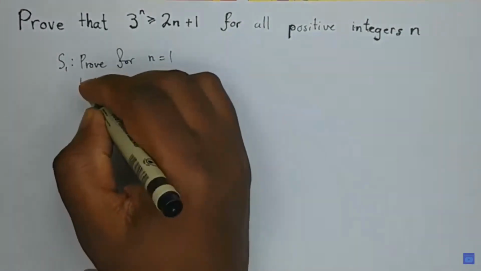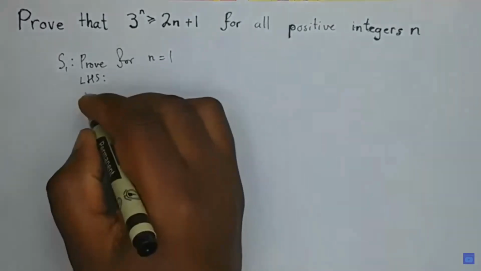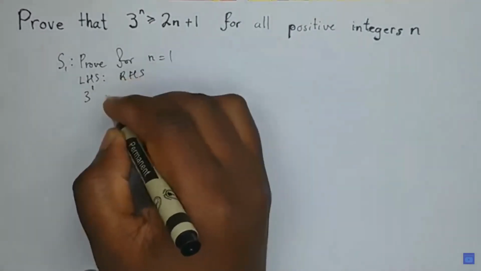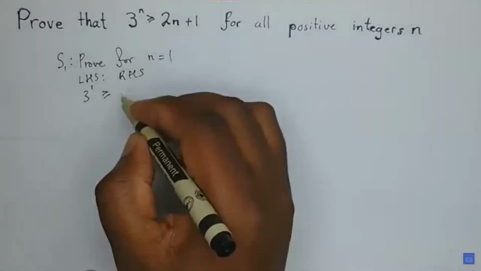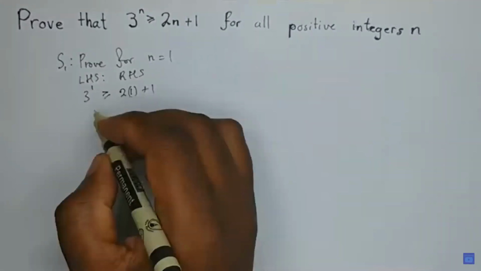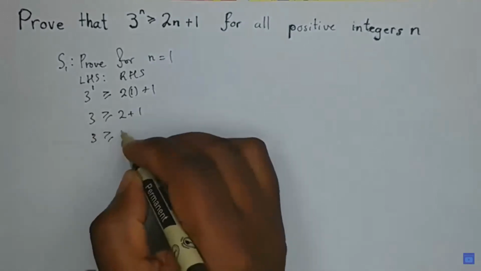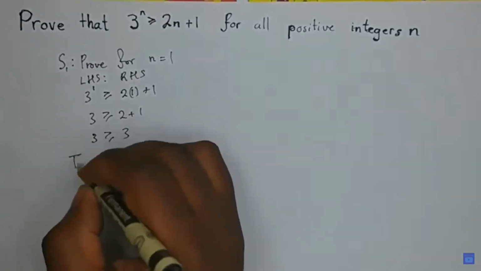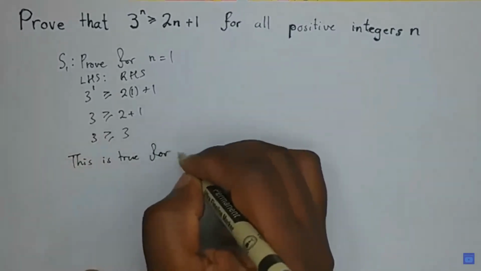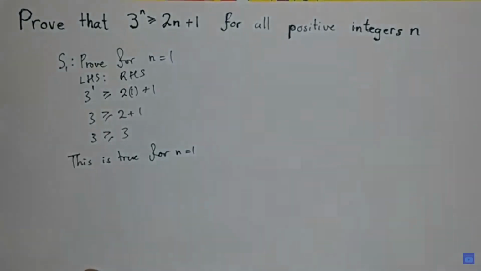So on the left-hand side, we have 3 to the power 1. And on the right-hand side, this should be greater than or equal to 2 times 1 plus 1, where we just replace n with 1. So this will be 3, greater than or equal to 2 plus 1. 3 is greater than or equal to 3. So this is true. This is true for n equals 1, because we know that 3 is greater than or equal to 3.